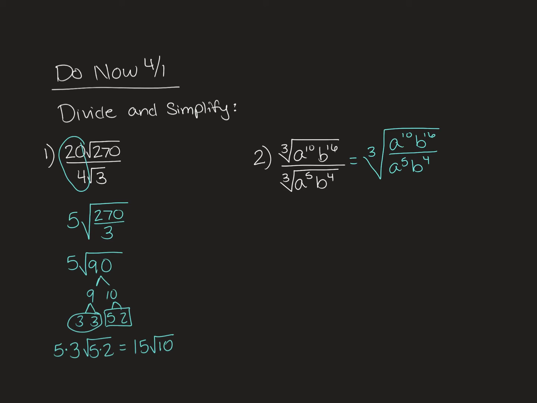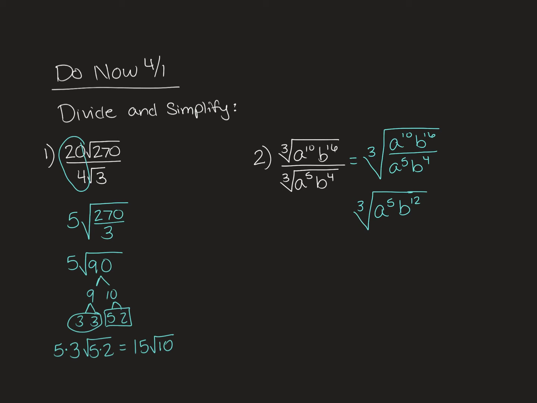Well, a to the 10th divided by a to the 5th, if I have 10 on top, 5 on the bottom, I will have 5 left over on top. b to the 16th divided by b to the 4th, 16 on top, 4 on the bottom, I will have 12 left over on top. Then I can actually simplify my radical.